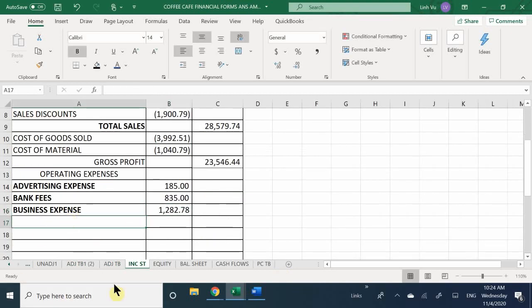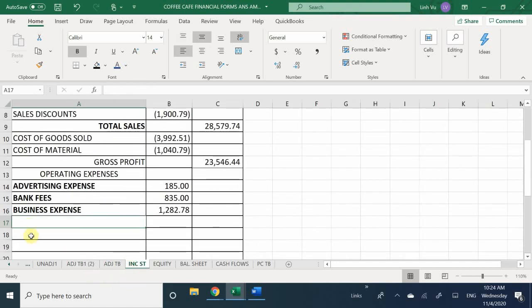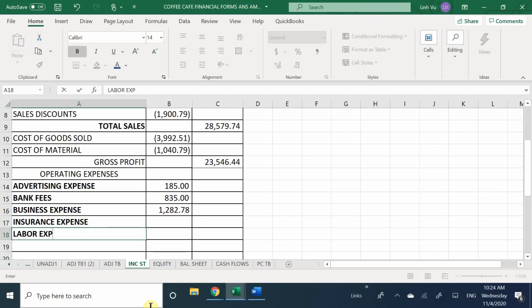Okay, and then what other expenses did I have? I have insurance expense, labor expense. In other words, if one is zero, you don't necessarily have to put it there anymore, because it will not affect your income whatsoever, because it's zero. Okay, I have labor expense. I have license.